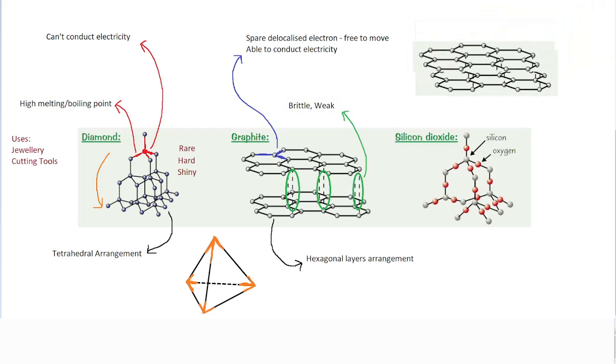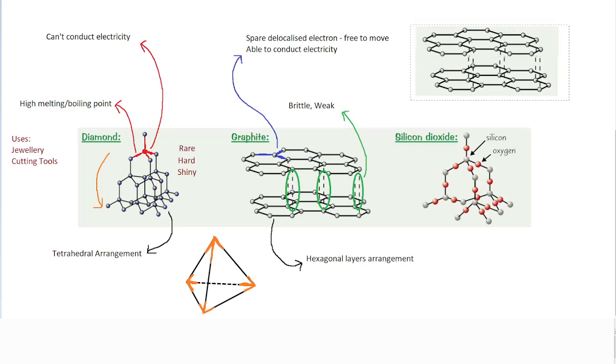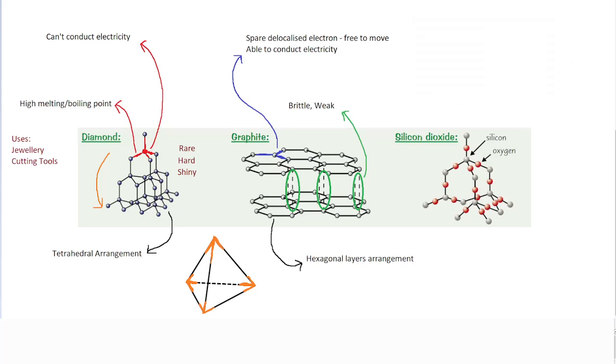This means the layers can slide on top of each other. Therefore, graphite is quite brittle and easy to snap. Each layer on its own, however, is quite strong. A single layer of graphite is called graphene. The uses for graphite are pencils, lubricants, electrodes for electrolysis, and conductors.